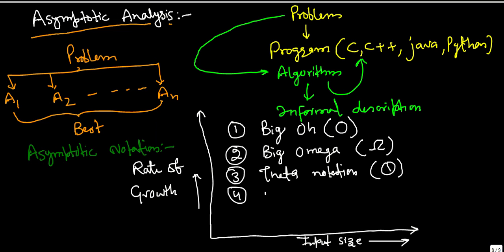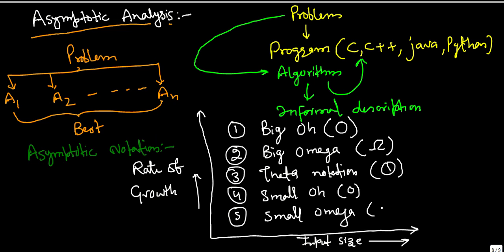Fourth one is, when we are talking about big O, then there is a small o, and which is written literally as small o. And the fifth one, small omega, which you write like this.